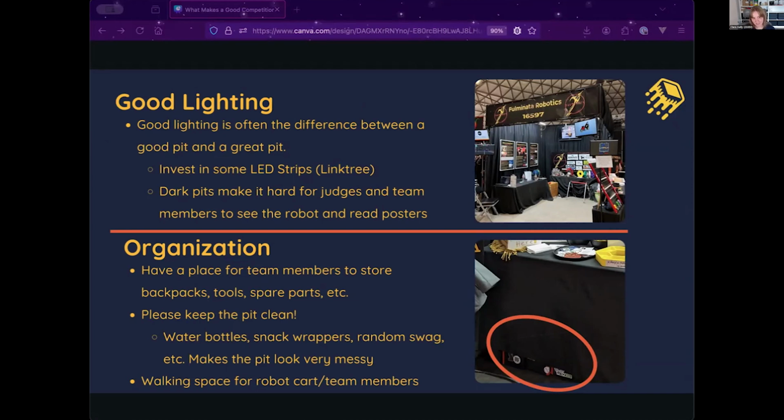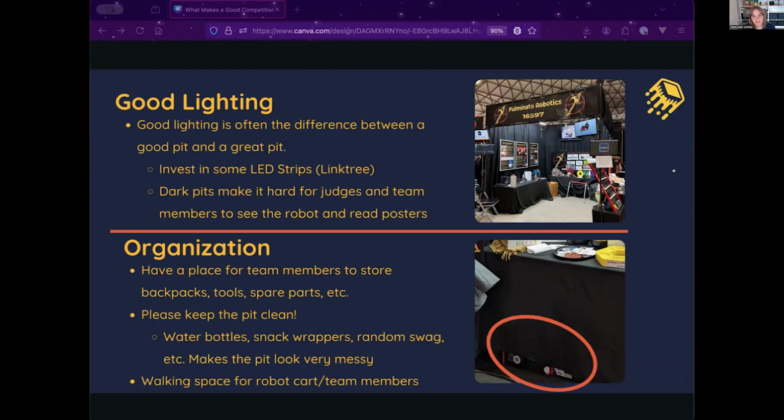Also, organization for your team. Team members are going to bring personal items and you can't stop them. A lot of them are going to bring backpacks. And so have a place for your team members to put their stuff in the pit that's not out on the tables or in the middle of a walkway. Also have space for tools and spare parts. This could be under the table. You can see in this picture, this is a bunch of our team screw boxes stuck under a table.